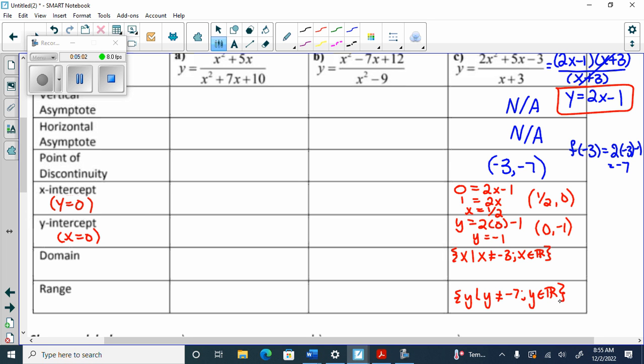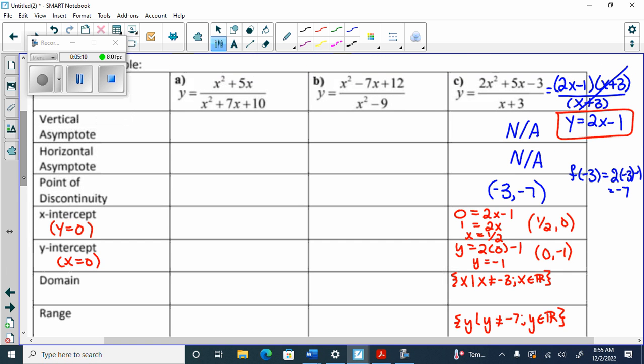And an interval would be negative infinity to negative 7 round bracket, or negative 7 to infinity round bracket, right? Okay. The other two examples I have are both the same degree. If they're the same degree, we're going to be able to take their leading coefficients to get the horizontal asymptote, correct? But these are the same degree, degree 2.